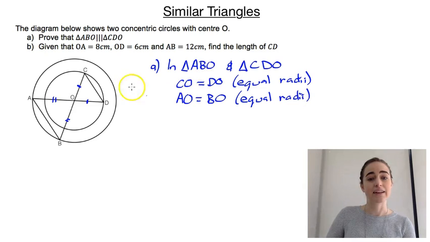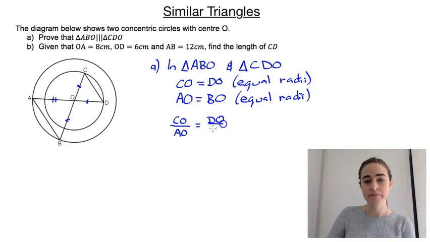What that means then is that the ratio of our corresponding sides, so CO over AO, has to be equal to the ratio of the other two corresponding sides, DO and BO. And that's because CO and DO are equal and AO and BO are equal. So that means that those two ratios are going to be equal, those two fractions. So that means that we've got two pairs of corresponding sides in proportion.